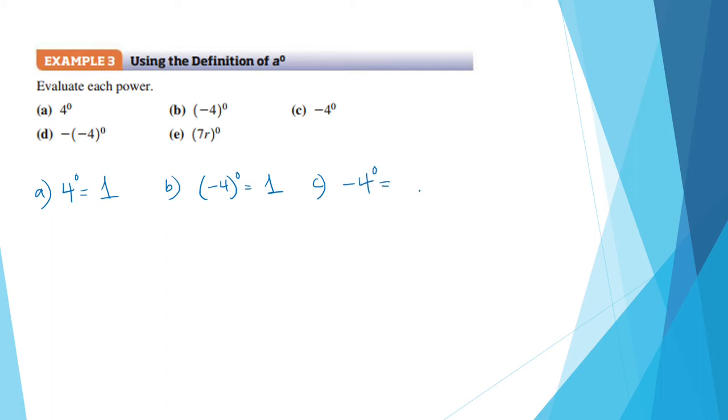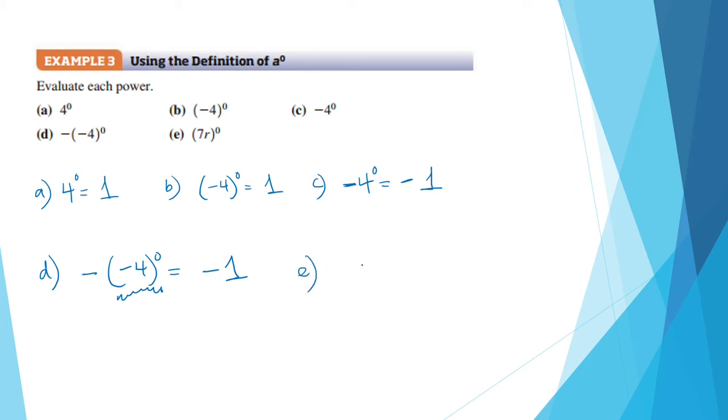A lot of people make the mistake of thinking this one's 1. But look at it carefully. This 4 to the 0 has a negative in the front. This negative is not affected by that 0. This is negative 1. This 0 only influences the 4. So be careful. Part D, we have negative 4 to the 0. Well, this 0 only influences this part of it, so we again have negative 1.